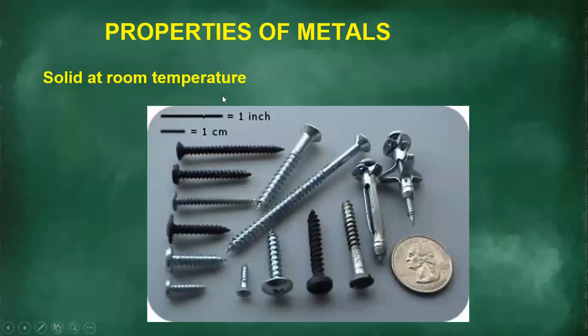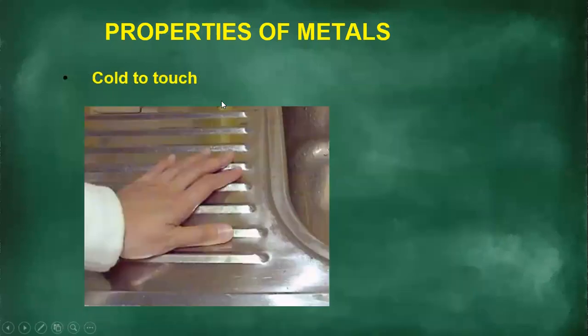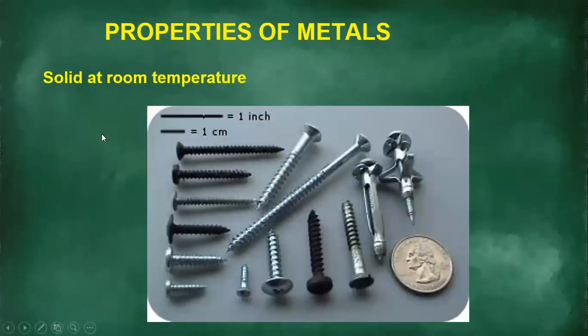So, another property to take note of when you talk about metals is that they're usually cold to touch, okay? So metals generally are very cold, and that's one of the properties. The next is that metals are usually solid at room temperature, okay? So they need very high temperatures for them to change their state, for them to become liquid, I mean, they need very high temperatures, okay?